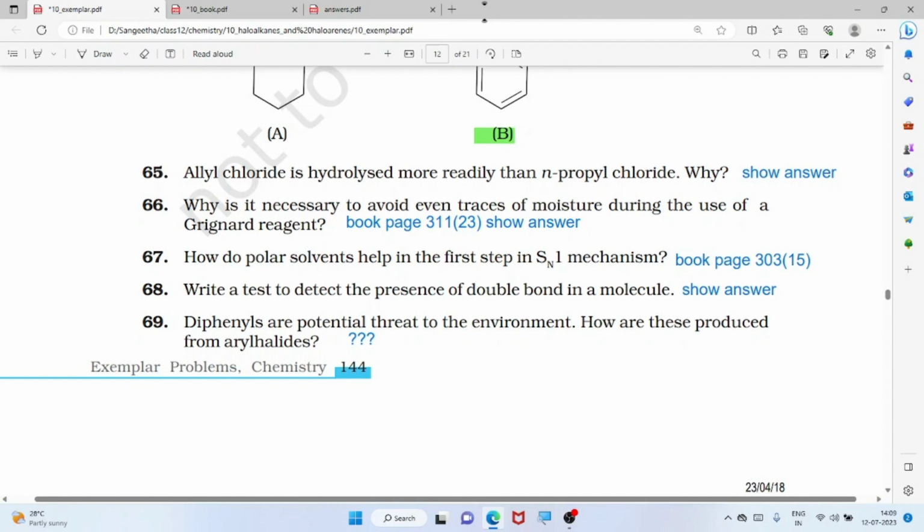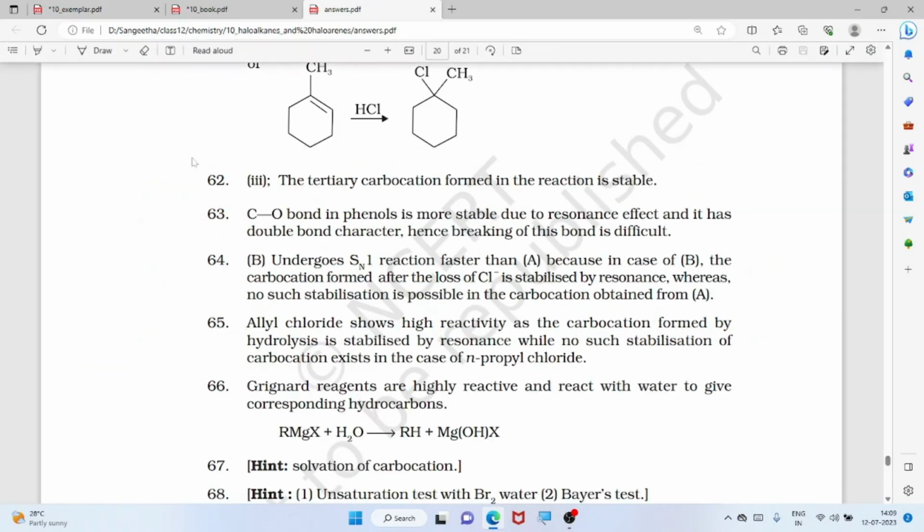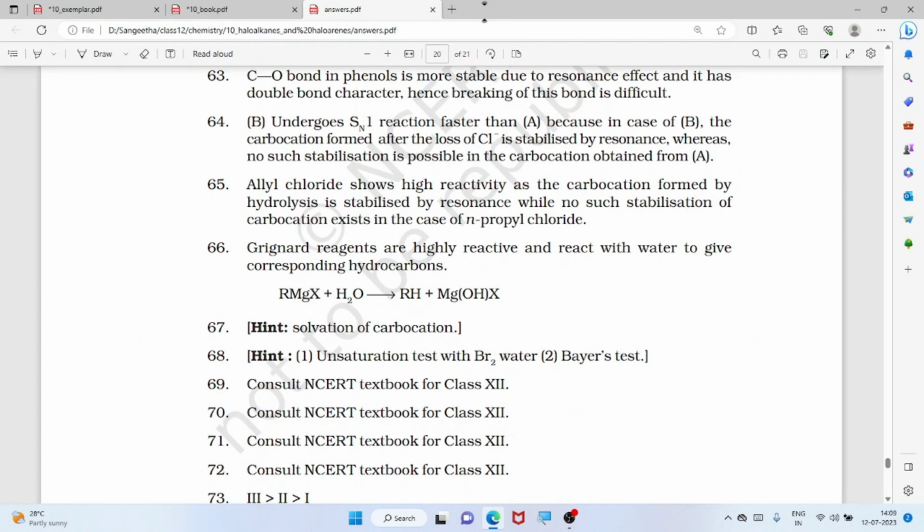Allyl chloride is hydrolyzed more readily than n-propyl chloride. Question 65: Allyl chloride shows high reactivity because the carbocation formed by the hydrolysis is stabilized. Okay, you can go through this.